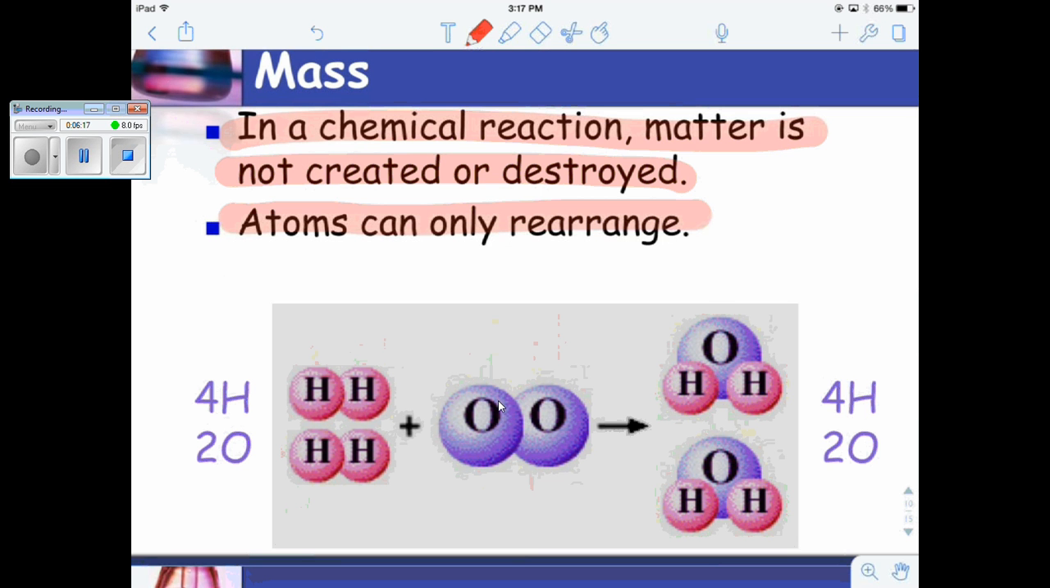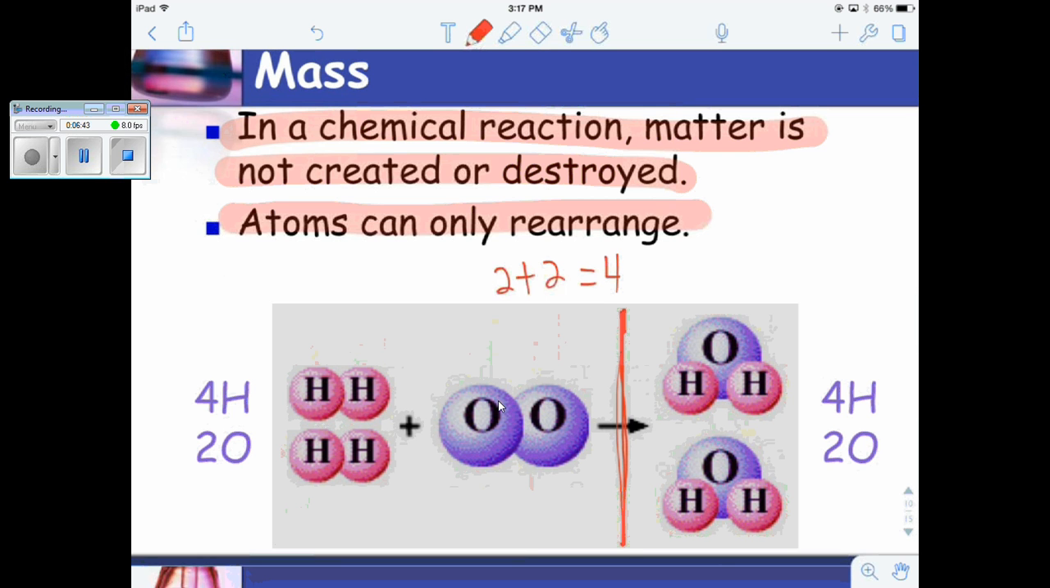I oftentimes say that this arrow is a mirror and it needs to reflect each other. Or you can think of it like an equation. If I've got 2 plus 2 equals 4, well, what's that equation saying? Both sides of the equation are equal to 4, right? Because on one side I got 2 plus 2, well, that's 4. And then on the other side I got 4, which is the same thing as 2 plus 2. And so both sides are equal.